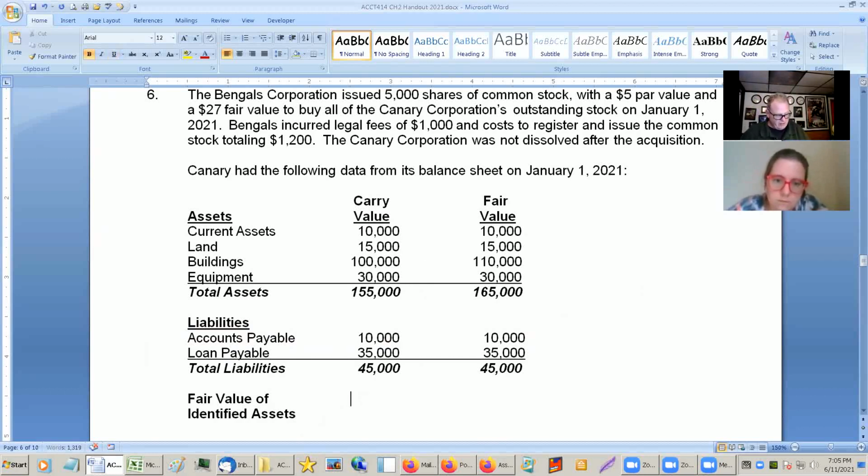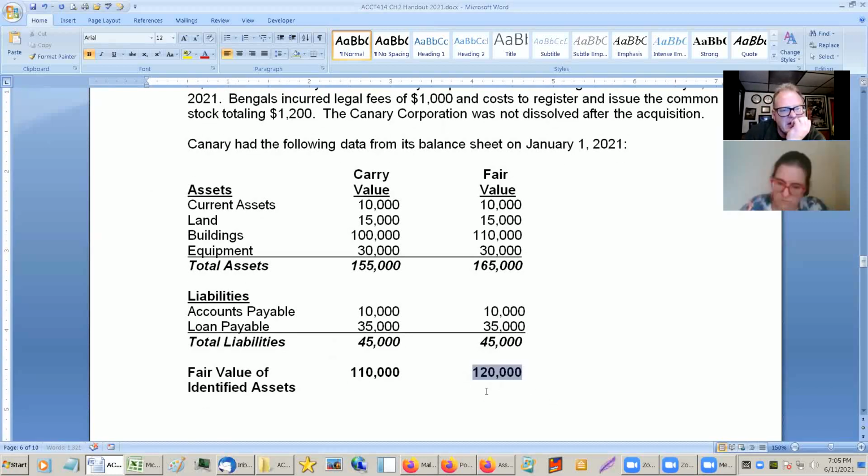Is this 110? Oops. That's not how you do it either. 125. Yeah, this is more. So this will be buildings have an excess.